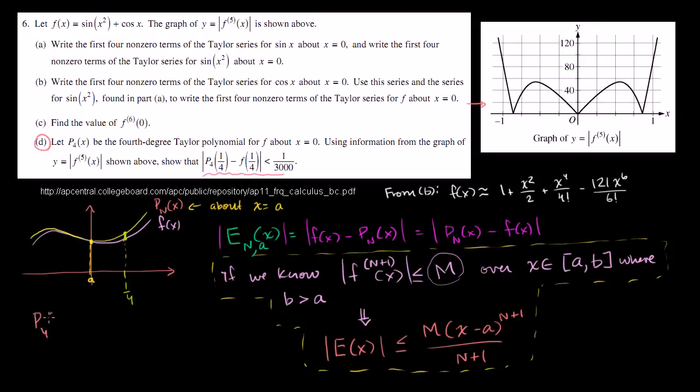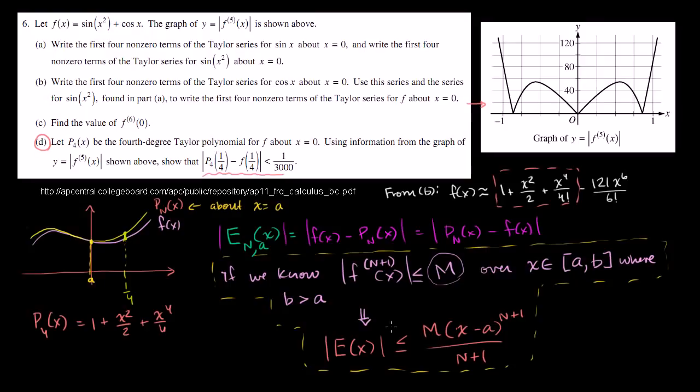because we know what P sub 4 is. P sub 4 of x is up to the 4th degree term of the polynomial approximation of f about 0. In part B, we got all the way to the 6th degree term. So if you want to go just to the 4th degree term, this is what P sub 4 is. So this is 1 plus x squared over 2 plus x to the 4th over 4. So we know that, and we want to bound this thing right over here.